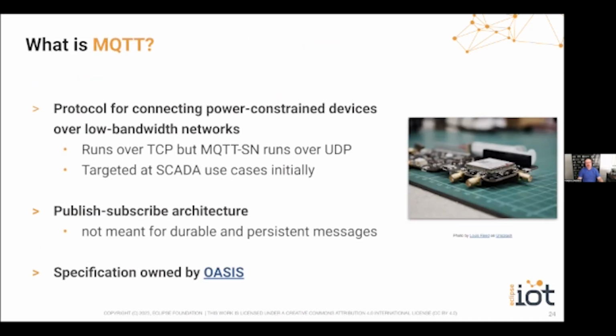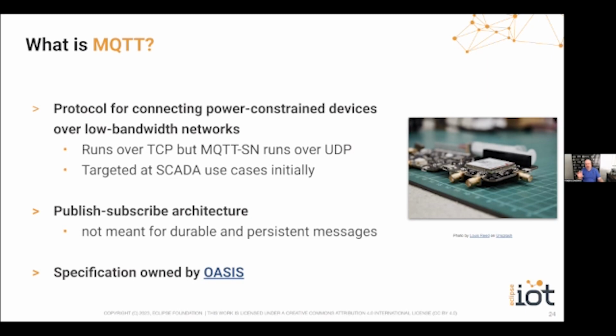And the last of our established protocols is MQTT. So MQTT has been built from the ground up to connect power-constrained devices over low bandwidth and unreliable networks. Okay, so by default, MQTT will run over TCP, but there's a distinct version, MQTT-SN, that can run over UDP for environments that wouldn't support the full TCP stack. And initially, it was targeted in the case of MQTT at SCADA use cases. So really industrial automation and things like that.